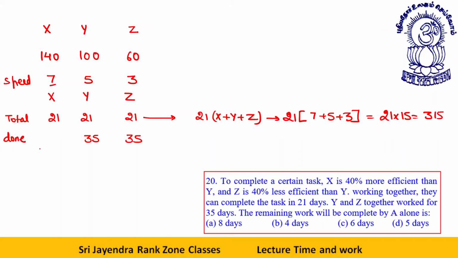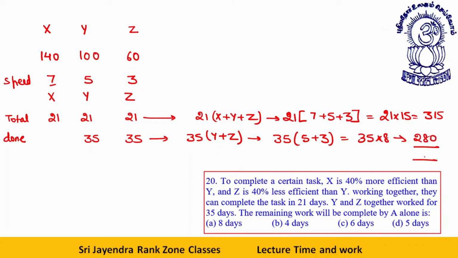Okay. How much is the portion done? This is 35 days of Y and Z. 35 into Y plus Z. This can be considered as 35 into 5 plus 3, or 35 into 8. That will be how much? 280. 30 into 8, 240. 5 into 8, 40. So this becomes 280. How much work is remaining? Remaining is 315 minus 280, which is 35. So far clear? Yes.